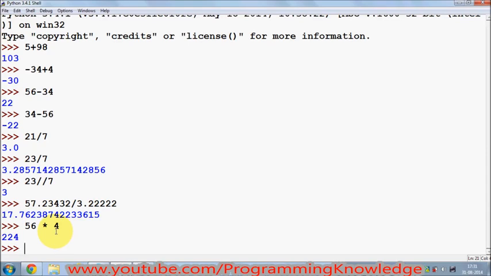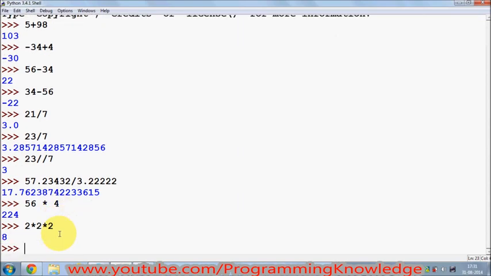Now for example, you want to get the exponent of some number. What is an exponent? Exponent is something like, for example, 2 exponent 3 is 2 multiplied by 2 multiplied by 2. So 2 into 2 into 2, this is the exponent. So you can do it like this and it will give you the answer.